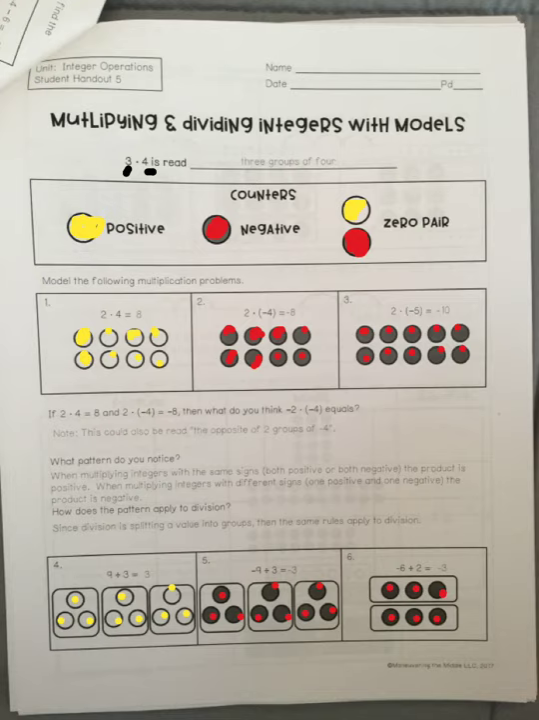Now it says to model the following multiplication problems. 2 times 4 equals 8. So that means you have 2 groups of 4. 2 groups of 4, which would be like this, 2 groups of 4, and I have 8.